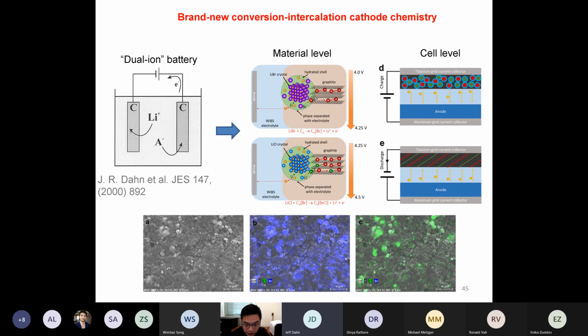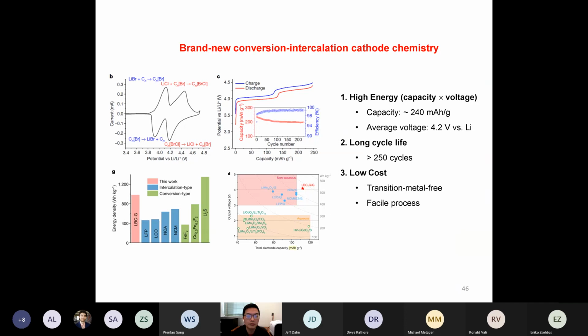Okay, so let's continue with that. As a result, we get this kind of battery performance as a voltage profile. It gives us an overall capacity of 240, very close to the theoretical capacity as we designed. And the average voltage of this cathode is around 4.2 to 4.3 in the aqueous system. So the overall energy density in theory is higher than even the high-nickel materials we are working on.